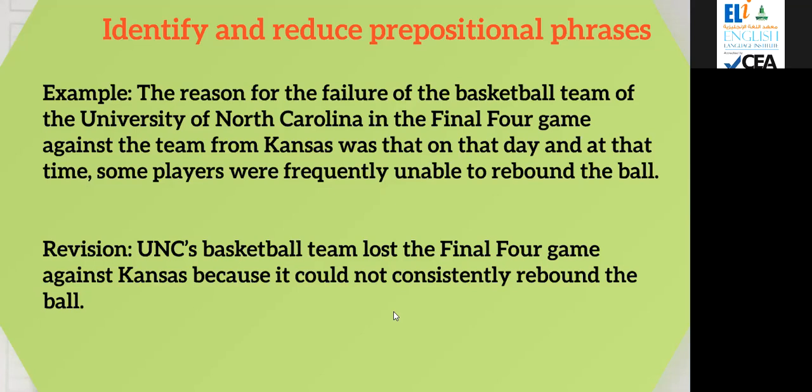Okay, so you checked that. UNC's basketball team lost the Final Four game against Kansas because it could not consistently rebound the ball. And look at the first 4 sentences, like 4 lines for the same thing. No need.